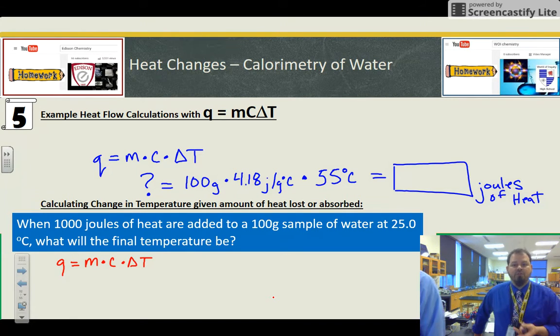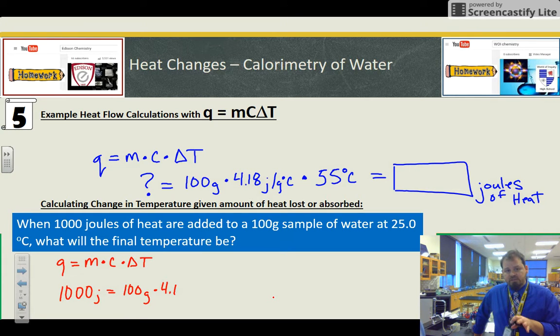Now I'm going to solve for delta T because I have Q is 1,000, my mass is 100, and I know my C. I don't have to look that up, that's a given. I'm dealing with water. I'm going to straight solve for delta T now.